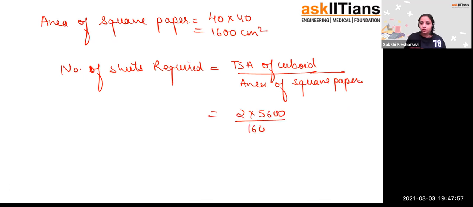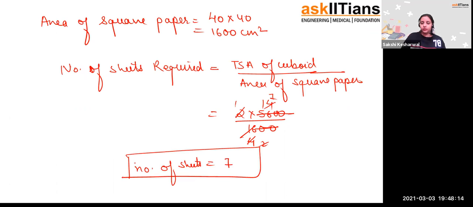You can do it like this also. 1600. This and this cancel. This is like 4, and this is like 1, and this is 4. Right? So this is 1, and this is 2, and this is 1, and this is 7. So the number of sheets required is what? 7. The number of sheets will be 7. That's it. Please write it down, this thing.